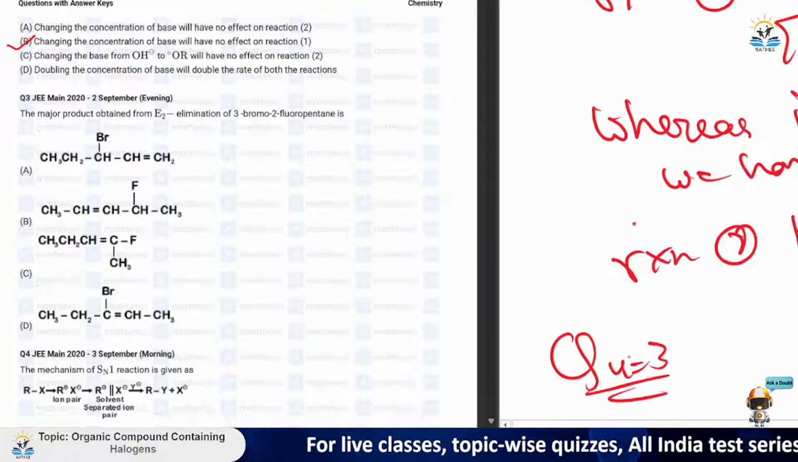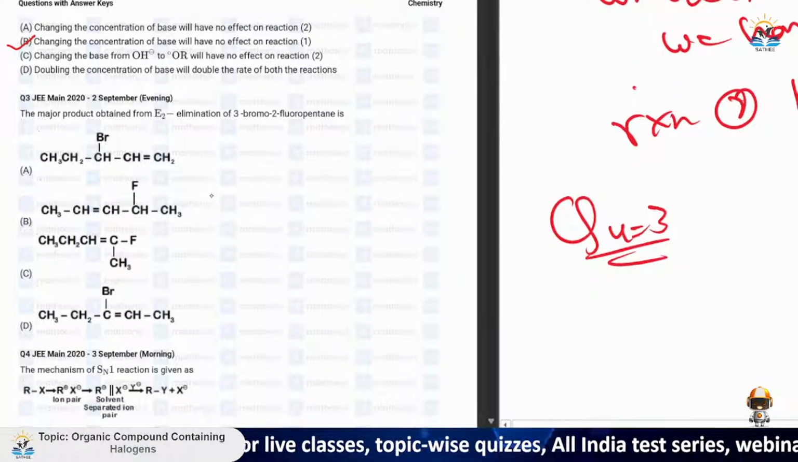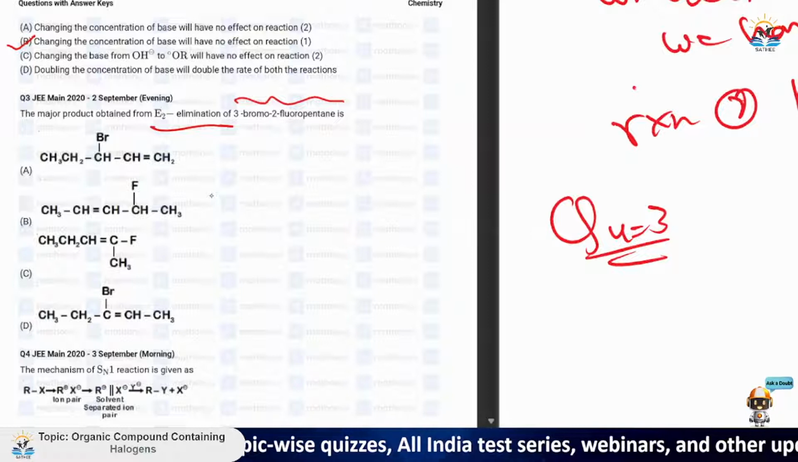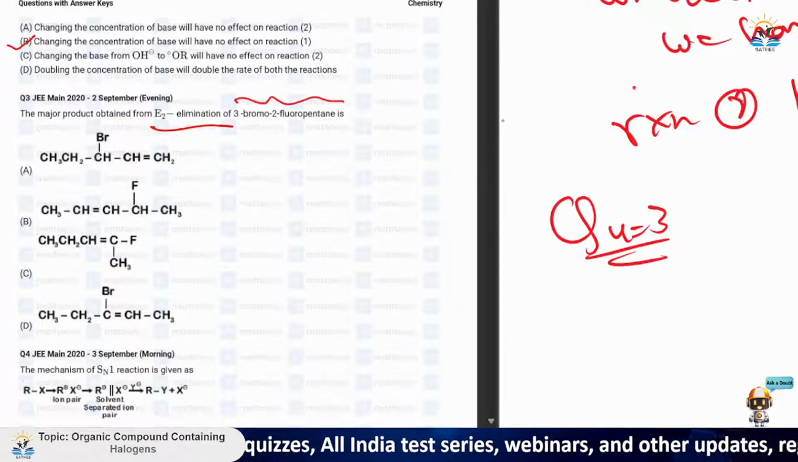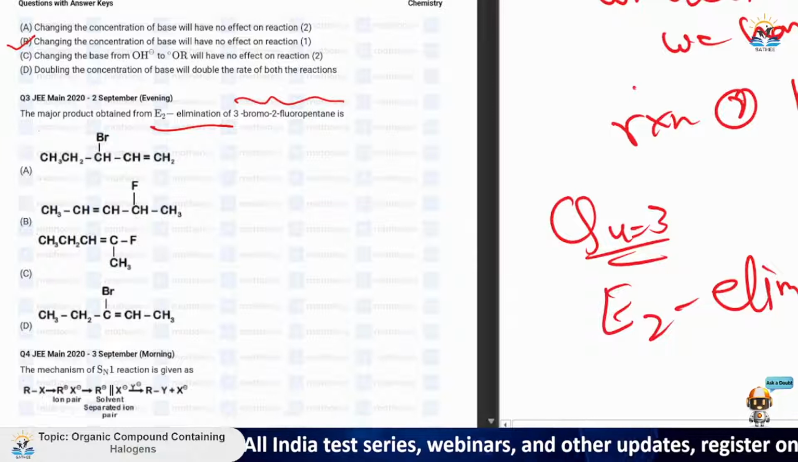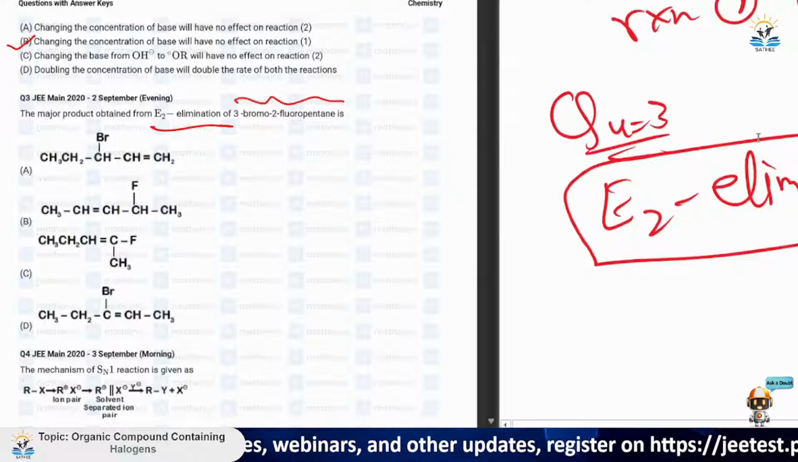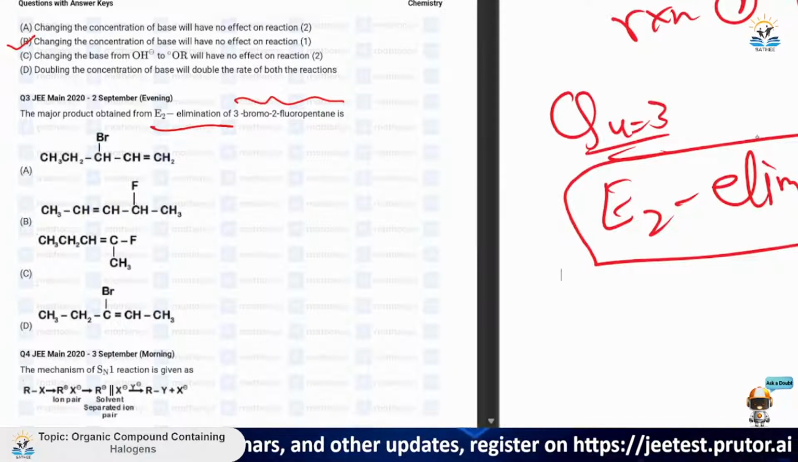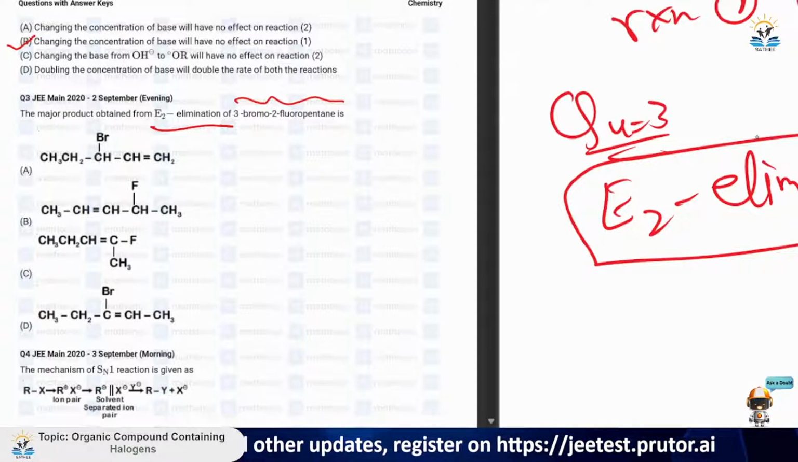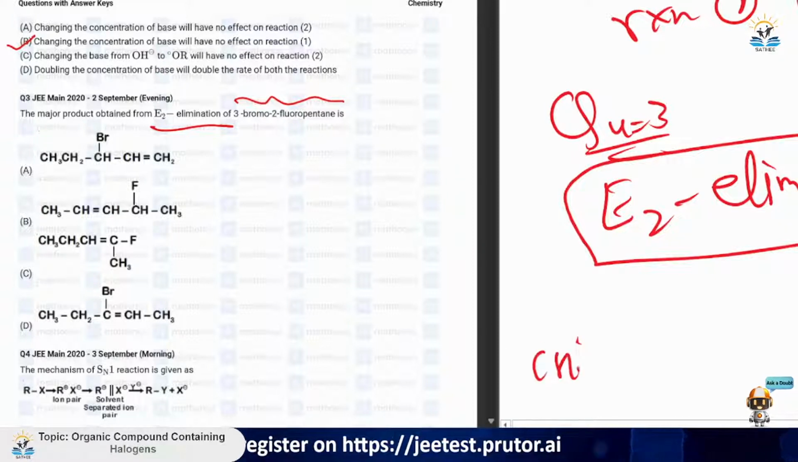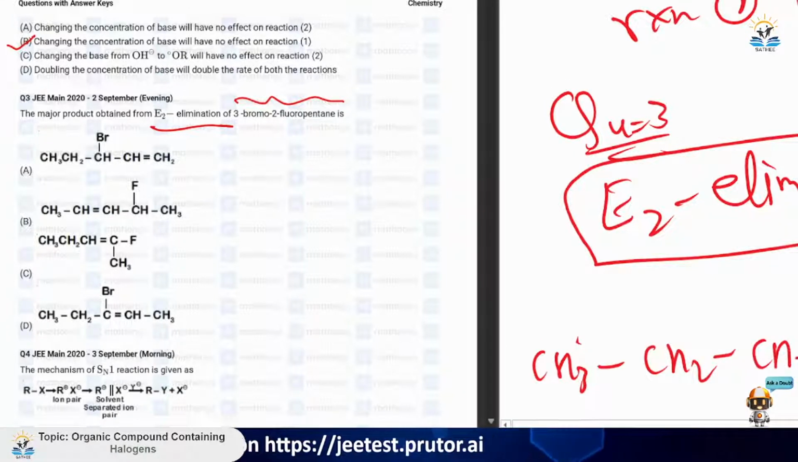Question number 3. According to question number 3, the major product obtained from E2 elimination of 3-bromo-2-fluoropentane. Here we have to do E2 elimination. In the alkene chapter, you have heard about this term. First, make the structure which is given here: CH3, CH2, CH, CH, CH3.